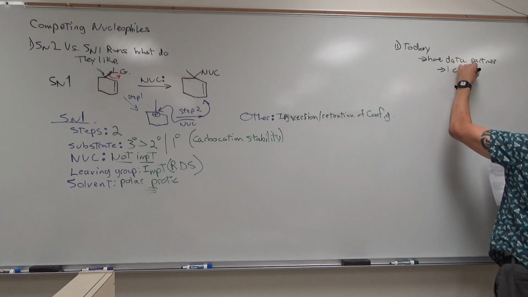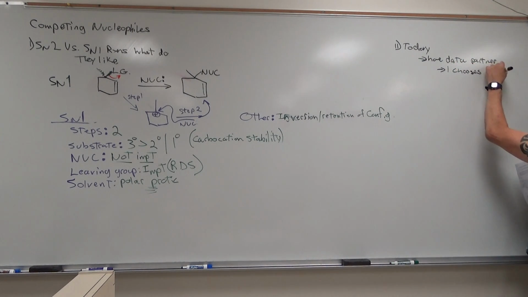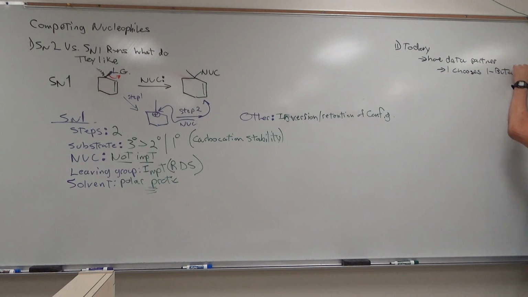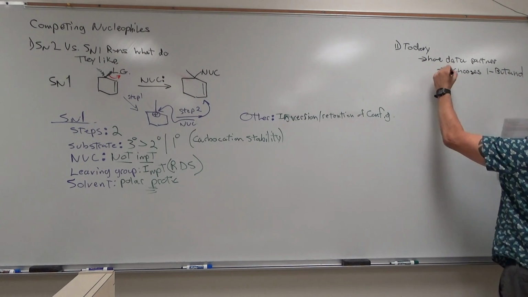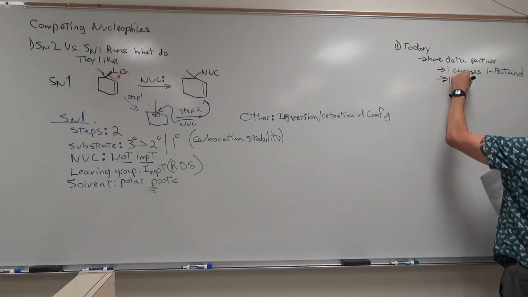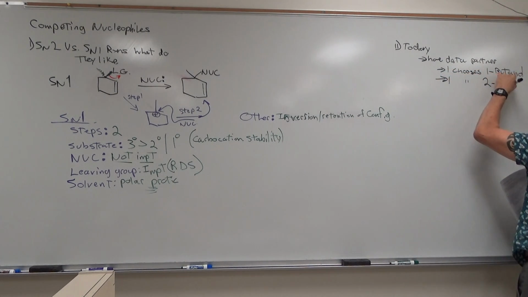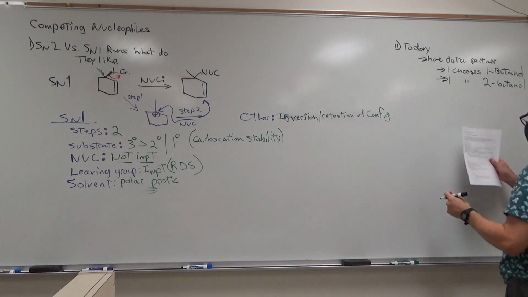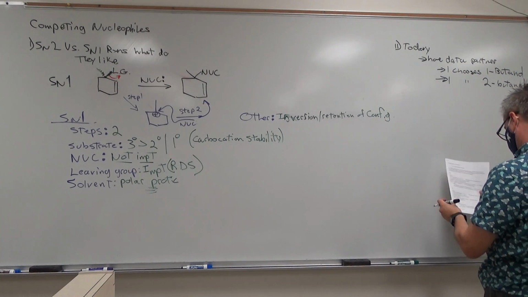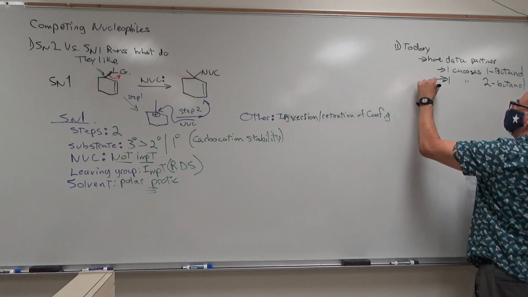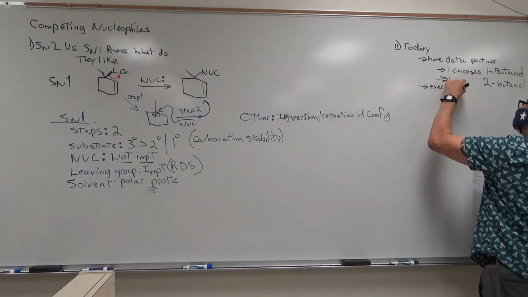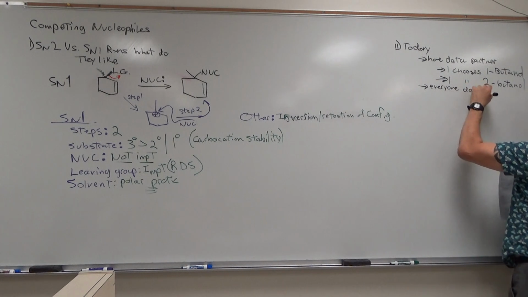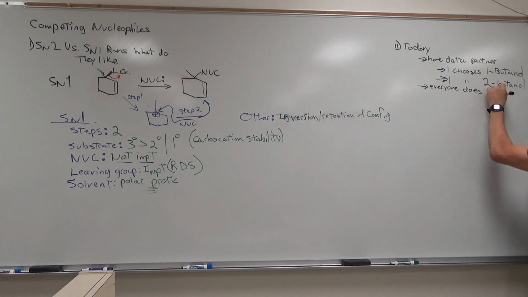Have a data partner, so choose a partner. One chooses the starting material 1-butanol. One chooses 2-butanol. And everyone does 2-methyl-2-propanol. So everybody's doing two reactions today.